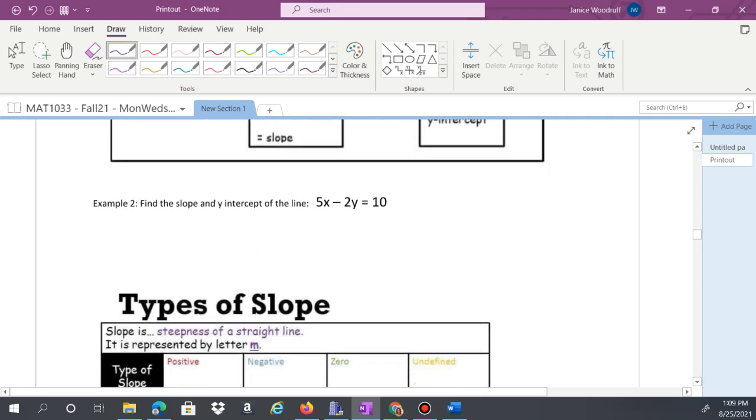So if you want to find the slope and y-intercept of a line given the equation, you will put the equation in that form. So we'll solve for y. Again, here we'll take this 5x and subtract it from both sides. That's going to give us a negative 2y equals negative 5x plus 10. Then we're going to divide everything by negative 2.